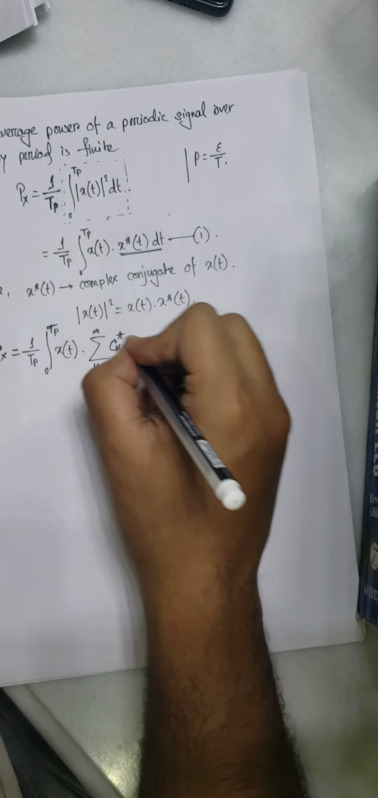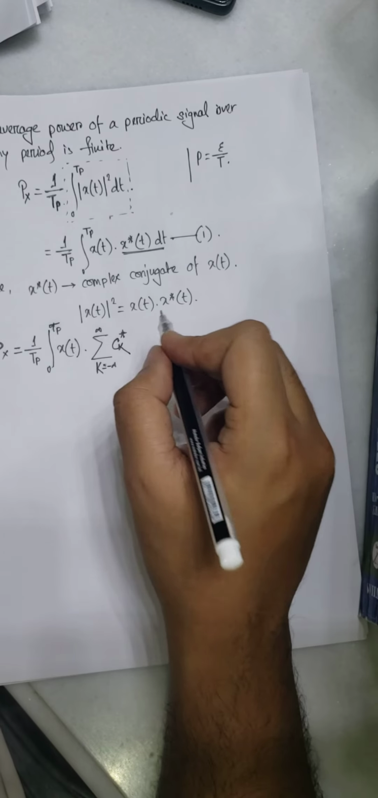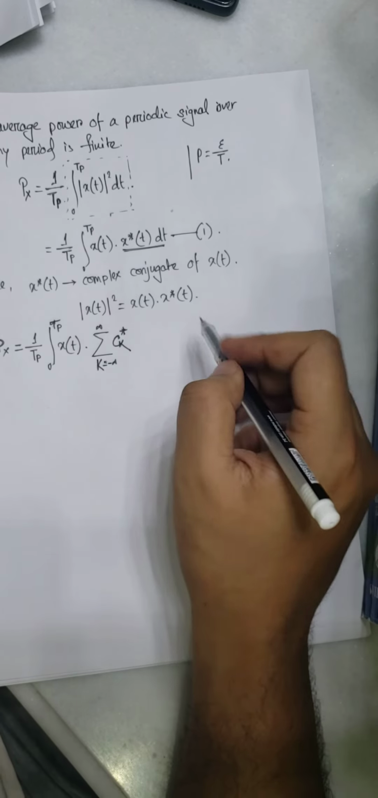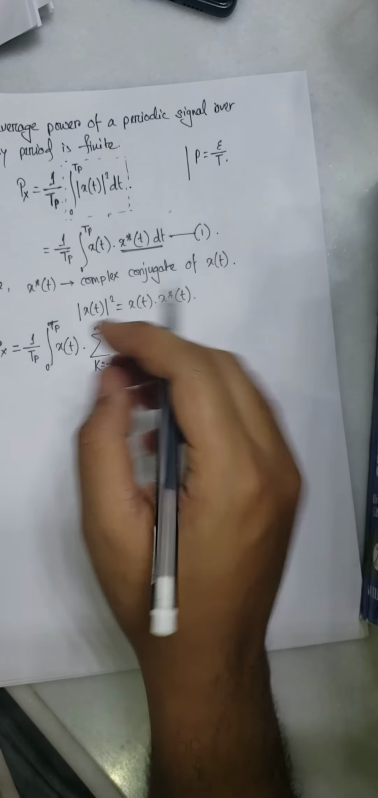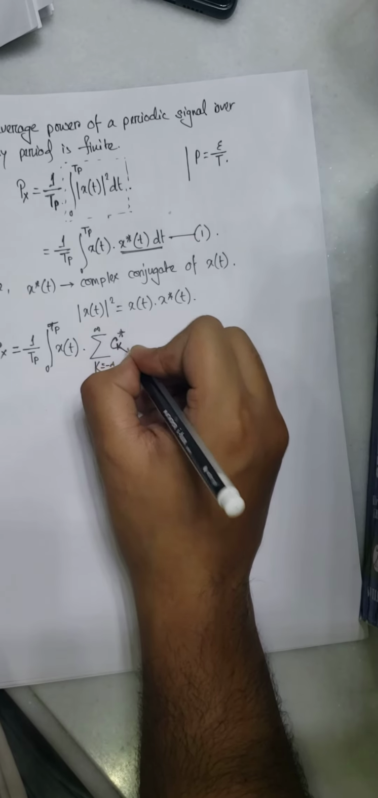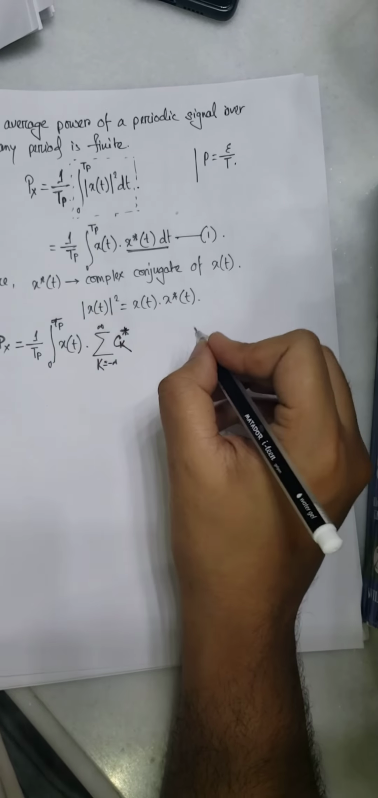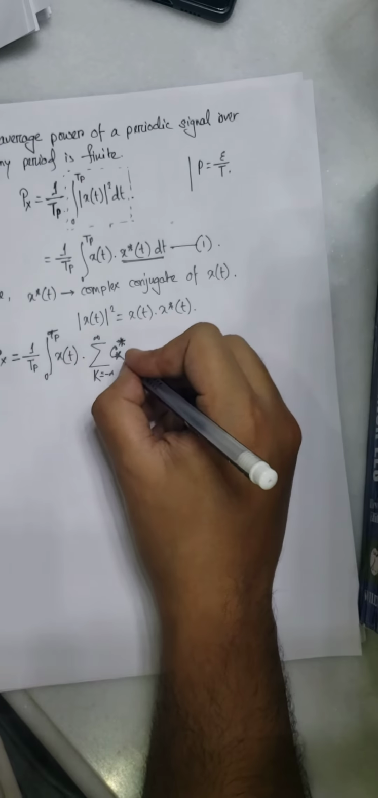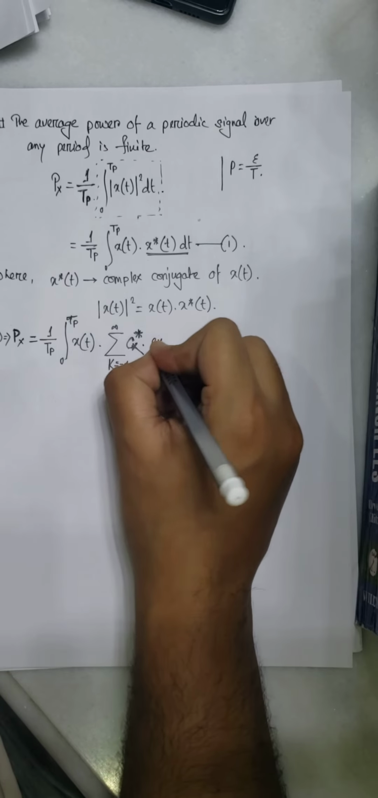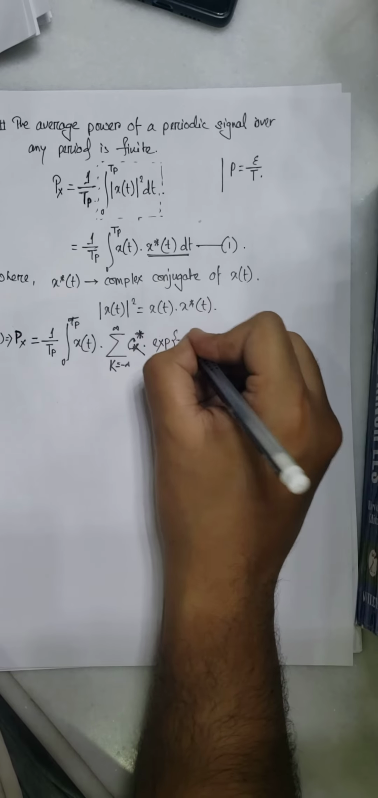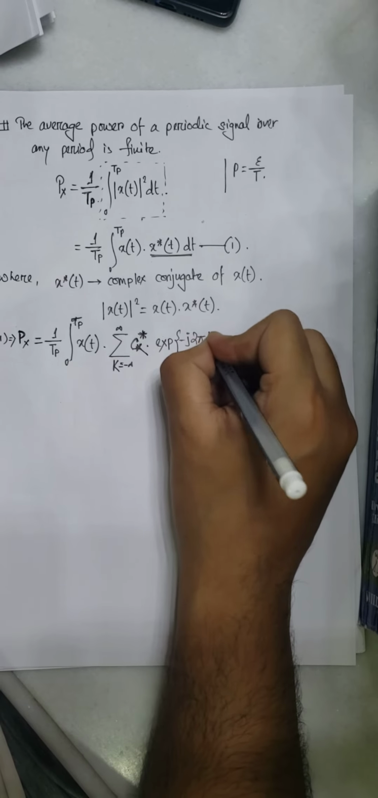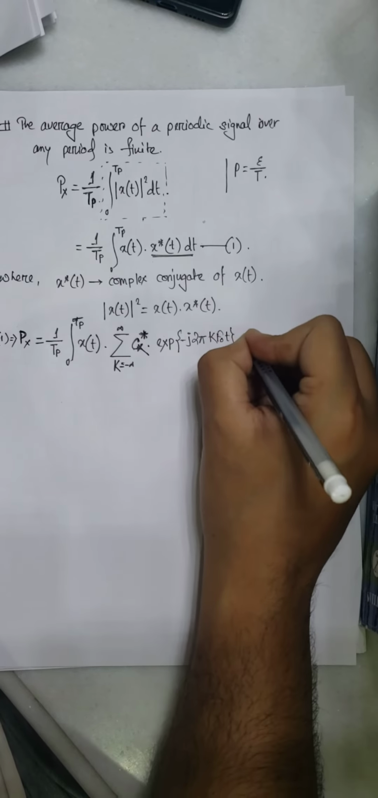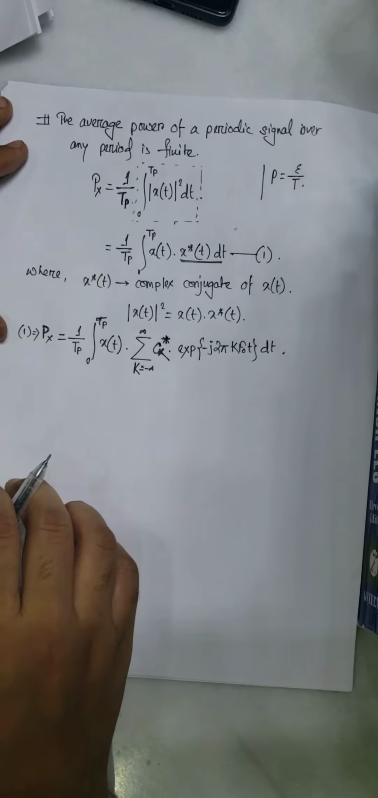Now previously the Fourier series coefficient was ck. Now since we are working with the complex conjugate, what I meant to say was that in the first case we used to work with ck. Now we should work with the complex conjugate of ck, and consequently there will be e to the power minus j 2 pi k f naught t dt, which is the basic Fourier expansion, that is the exponential form of Fourier series expansion.